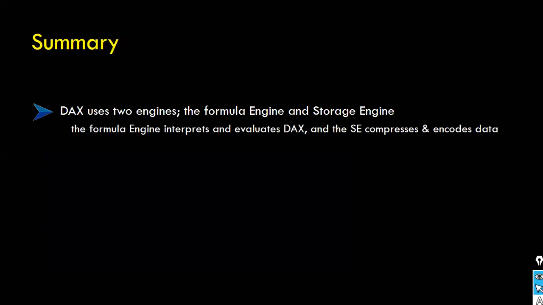To summarize, DAX uses two engines, the formula engine and the storage engine. The formula engine interprets and evaluates DAX, and the storage engine compresses and encodes the data. In the interview, they'll ask you: what is the role of the formula engine and storage engine? In simple terms, the formula engine cannot directly go and fetch the data. It relies on the storage engine.